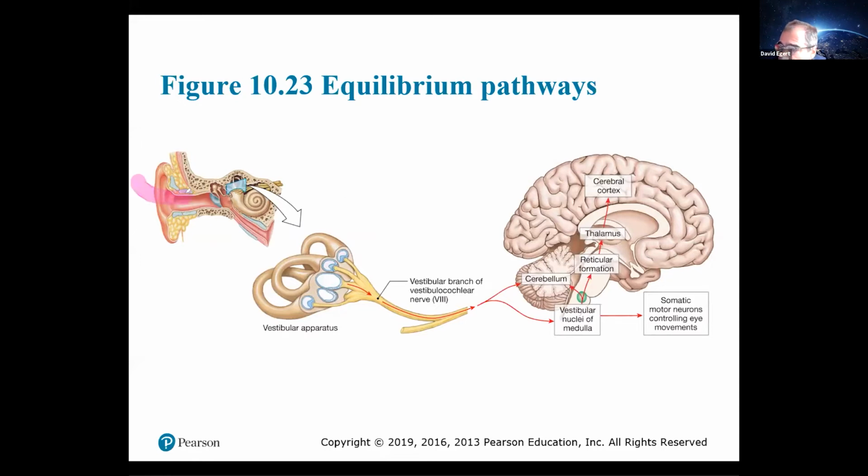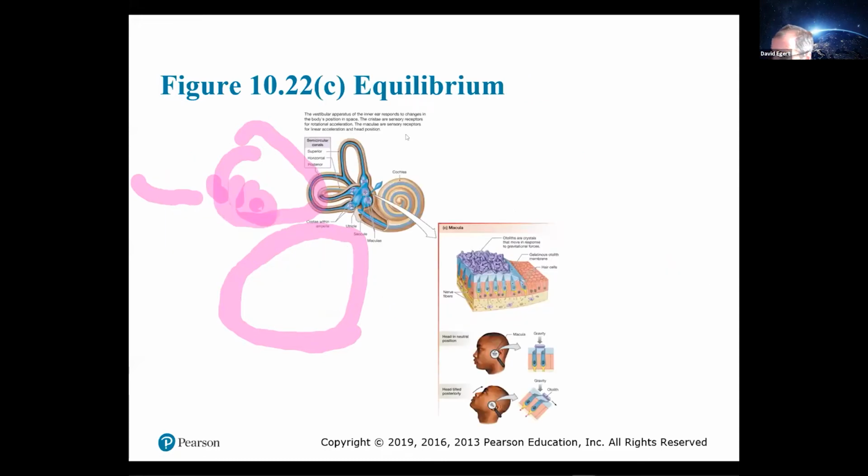So here's that outer ear, the middle ear, the inner ear. The inner ear has this cochlea, which looks like a snail. It's got these vestibular things. Hold on, I want to find a better picture here. This is more what it looks like. All the different parts here.